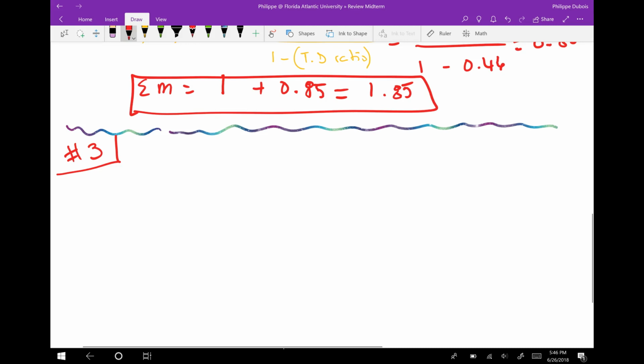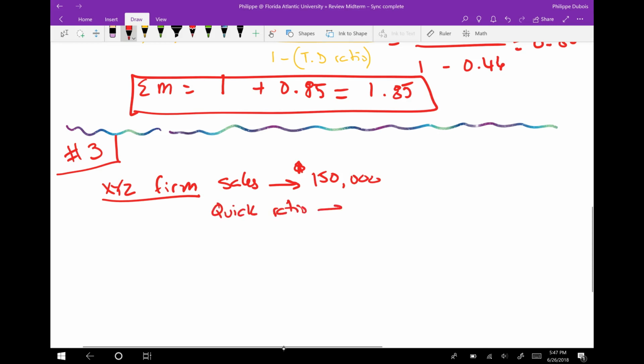Let's try this example. This is XYZ firm. XYZ firm has sales. I'm not going to write the whole thing, I'll just write the information that is important. So XYZ is the firm. The sales for XYZ are $150,000 in sales. Again, found on your income statement. Okay. The quick ratio for XYZ. I'm sorry, wrong information.